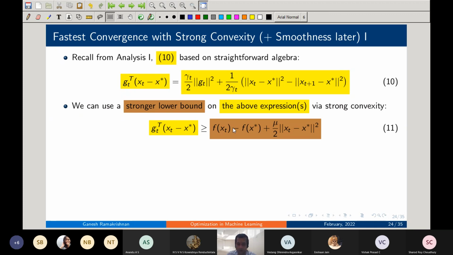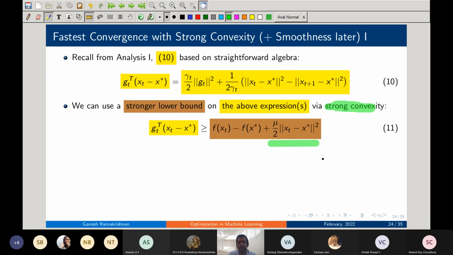So we'll have a stronger lower bound. If this dot product is lower bounded by f of xt minus f of x star plus this additional term, the additional term is only because of strong convexity. Okay. What can we do next?